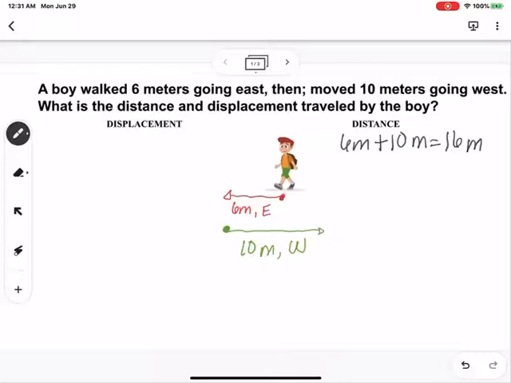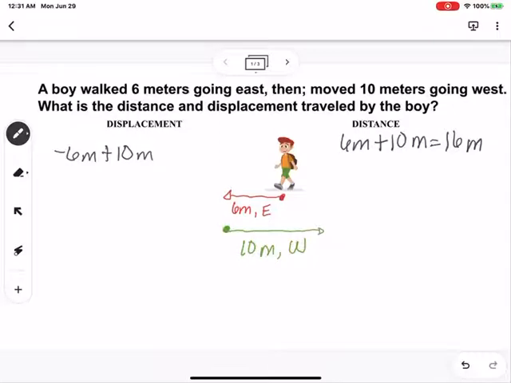On the other hand, displacement is a vector quantity. It has magnitude and direction. So we're going to be showing the magnitude and direction of your 6 meters going east. In this case, since it goes to the left, remember your number line. So you can represent 6 meters to the east by -6. So you have -6 meters, and then 10 meters going west. Since it goes to the right of the number line, you can represent it with +10 meters.